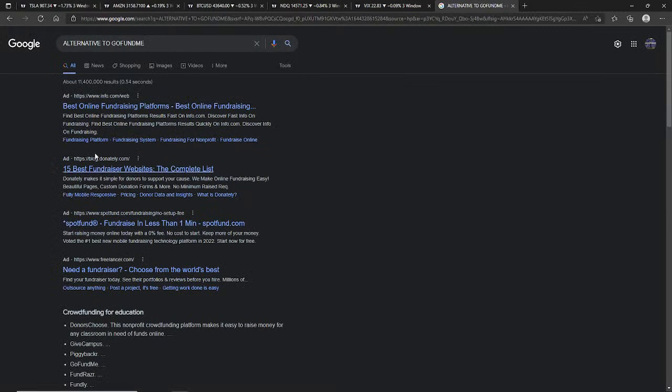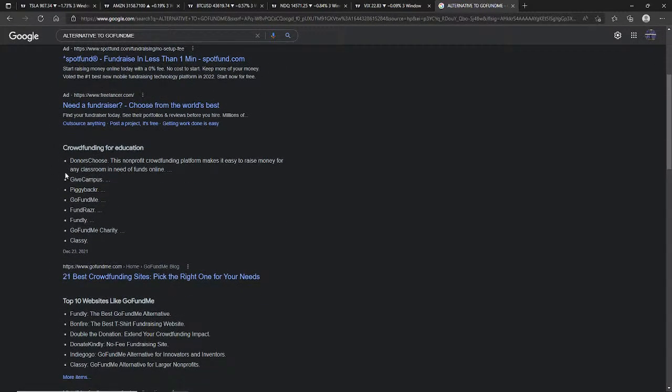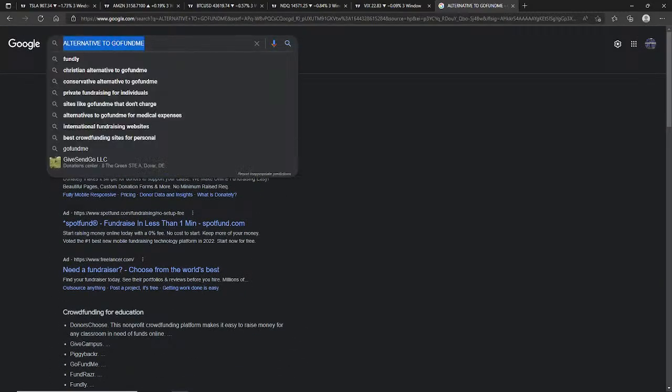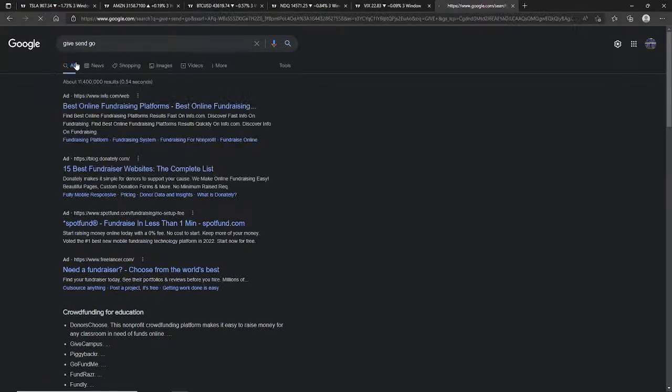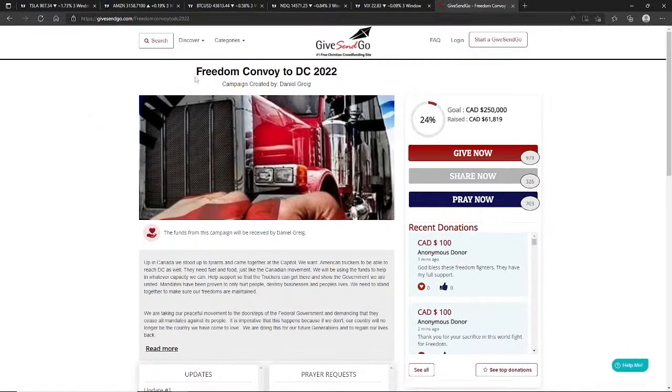It's like Gift Go or something like that. Give Campus. What is it? Give Send Go, is that it? Yeah, there it is, right there. Freedom Convoy DC. Freedom Convoy to DC 2022. Well, it looks like somebody's putting something together. Goal, Canadian dollars, is 250,000.